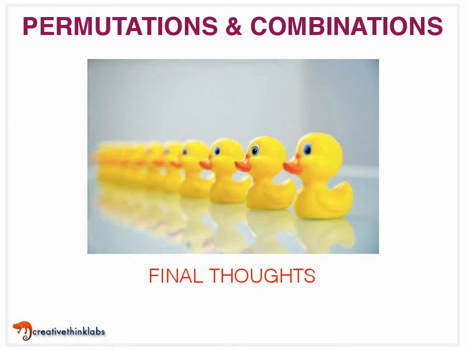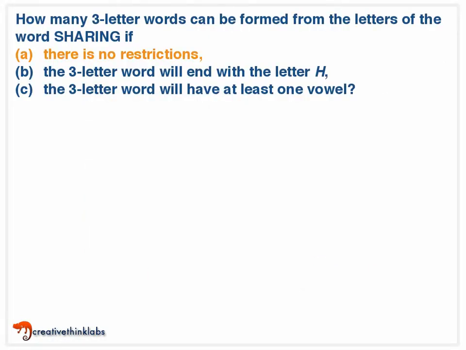So let's start with the first one. In this question here, it says how many three-letter words can be formed from the letters of the word SHARING if there are no restrictions. Now, first of all, SHARING is a word that has 7 letters. There are no restrictions. So first of all, I need to figure out whether this is a combination or a permutation.